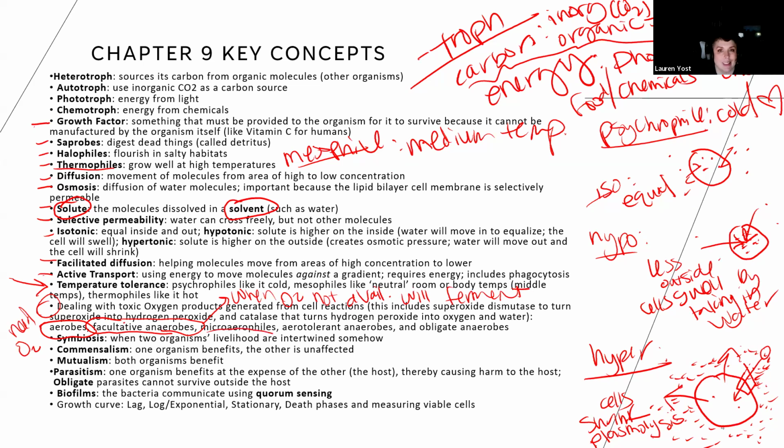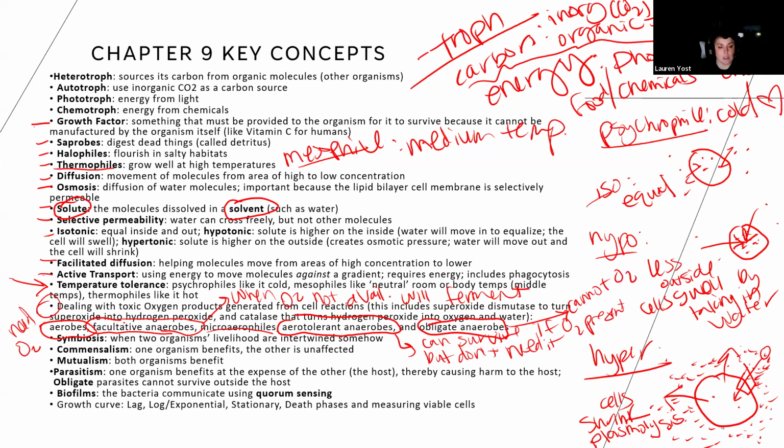Microaerophiles can survive with less oxygen, and we have our aerotolerant anaerobes. These guys can survive in oxygen, but they don't use it. So they don't need it. Whereas obligate anaerobes, these guys cannot survive in oxygen at all, and they don't need it.